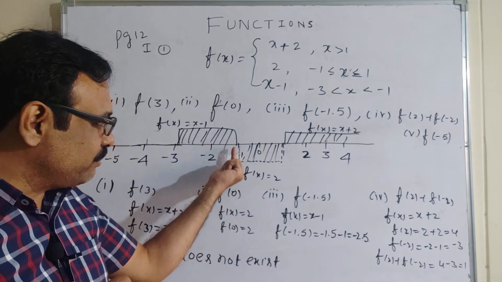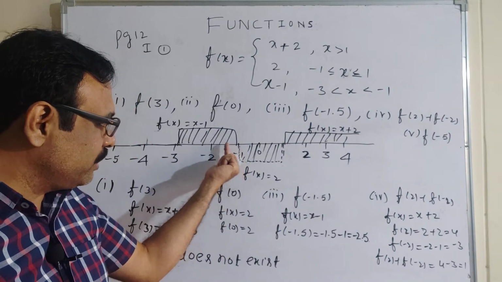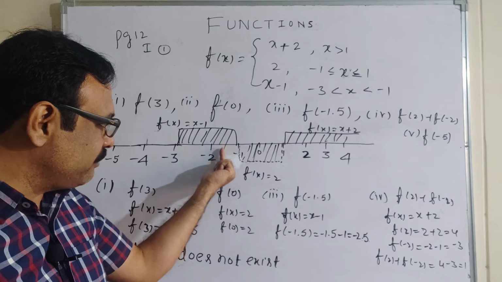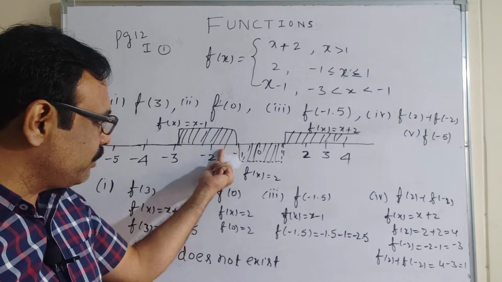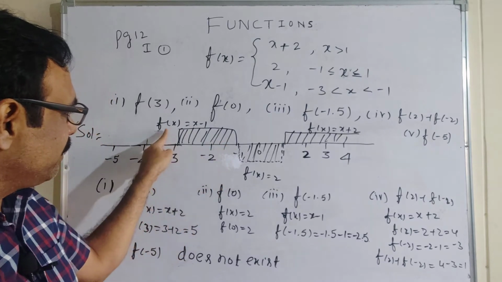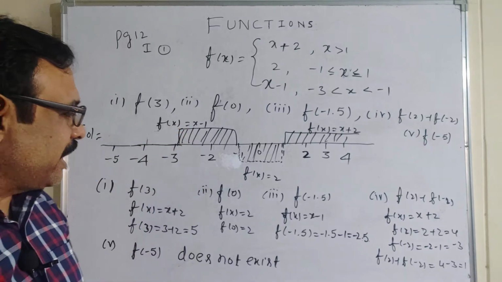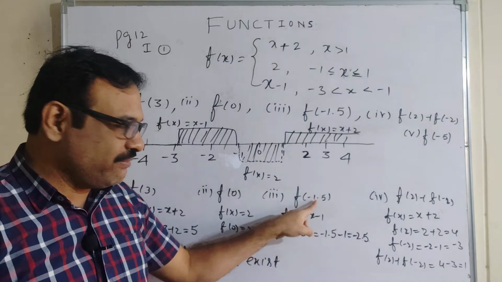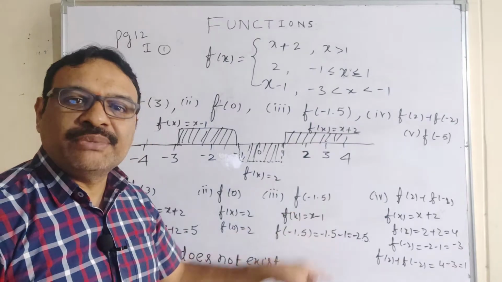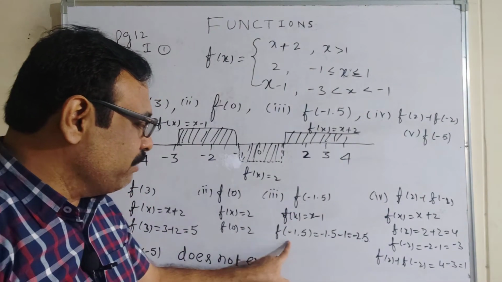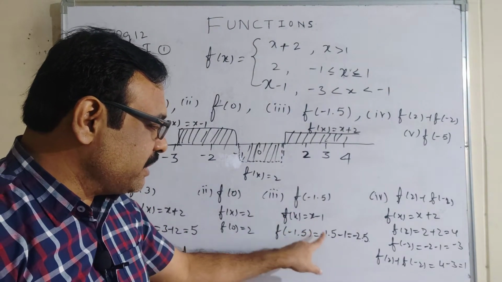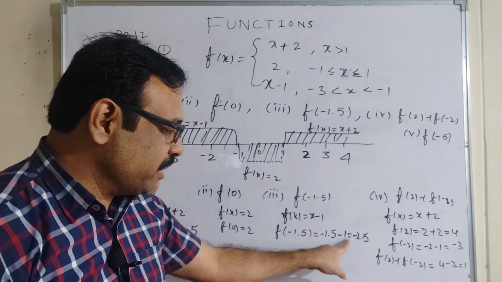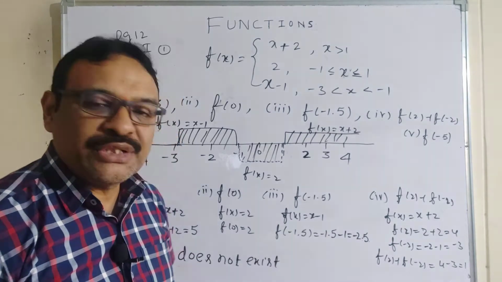Now, coming back to the third point, minus 1.5. Are you observing this one? This is minus 1.1, 1.2, 1.3. Somewhere else minus 1.5 lies over here. On top of that, your function definition is f of x is equal to x minus 1. So in place of x, you substitute minus 1.5. Here x is replaced with minus 1.5 minus 1. Now, here you are getting minus 2.5.